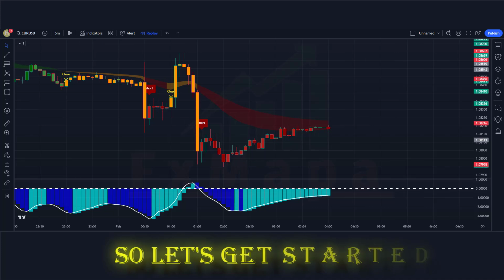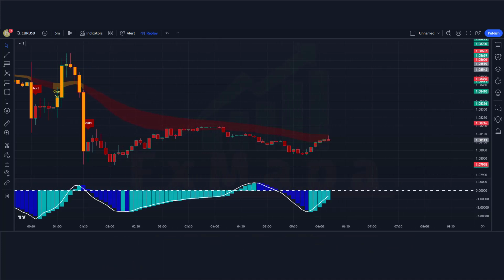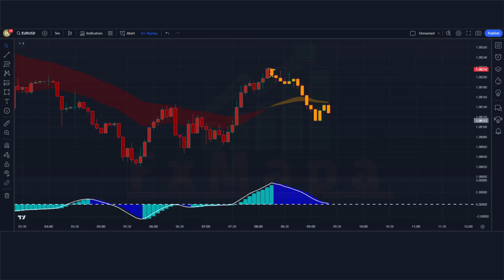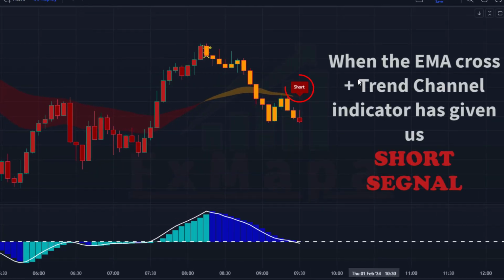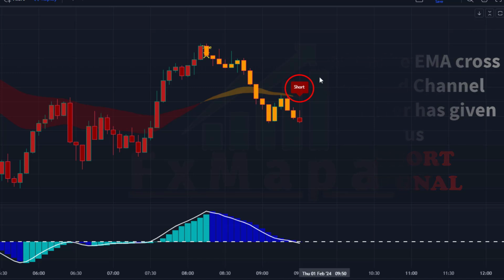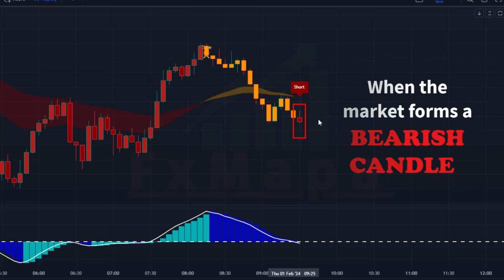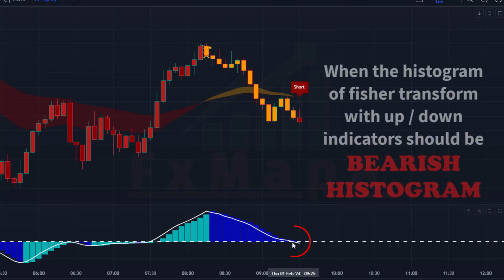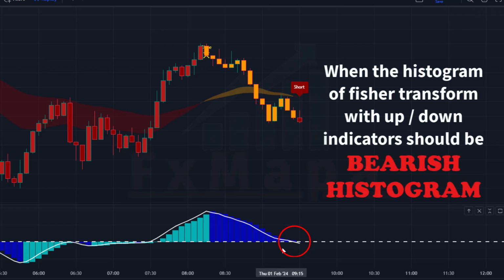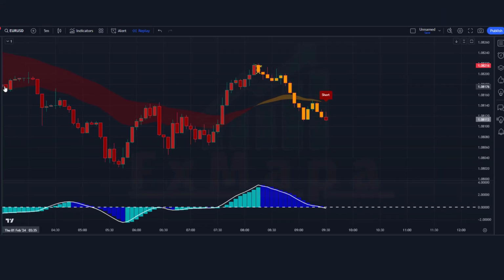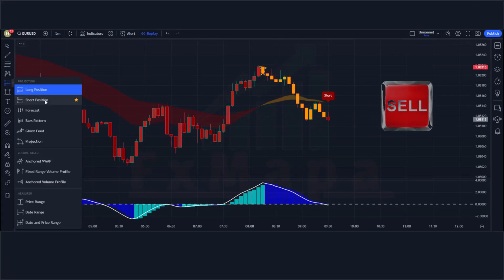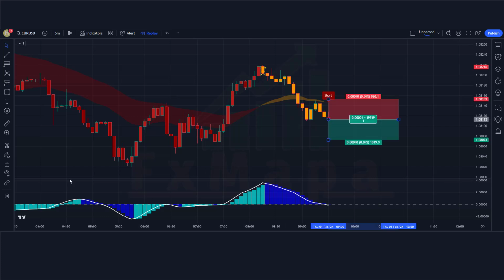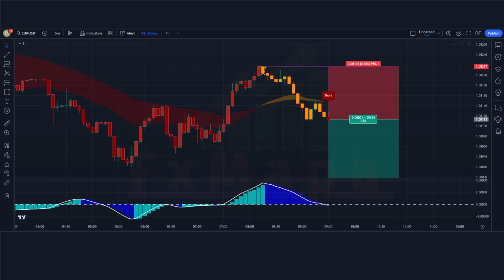So let's get started. Now, let's understand the concept where we will take buy and sell trades based on their conditions. When the EMA cross plus trend channel indicator has given us short signals, when the market forms a bearish candle, and when the histogram of Fisher transform with up/down indicator is a bearish histogram, if this condition is fulfilled, then we will place a sell order. Now we will highlight the cross level on the chart. After that, our stop loss will be placed at the cross level, and the risk to reward ratio will be 1:1.5.